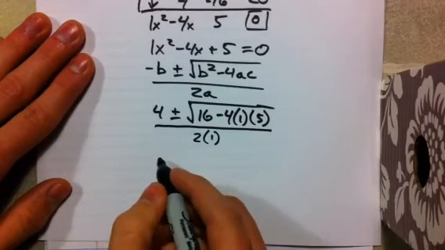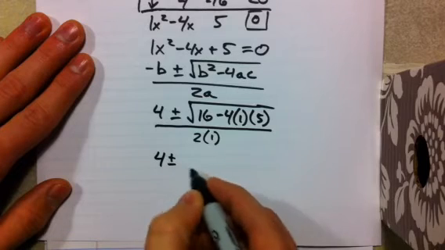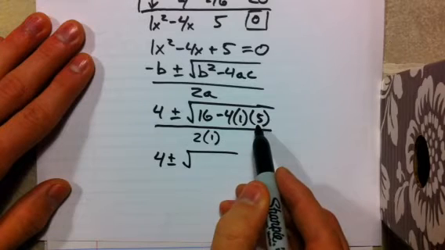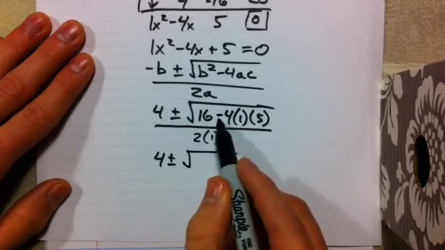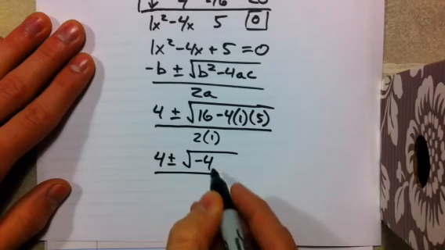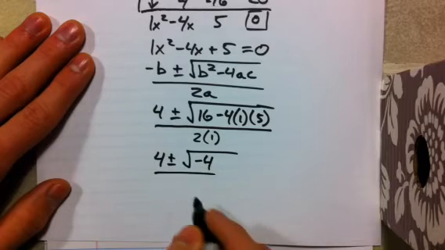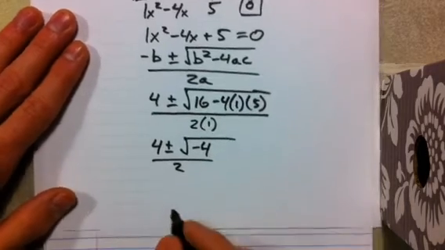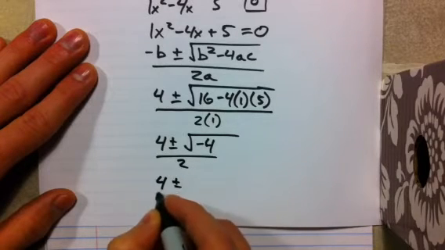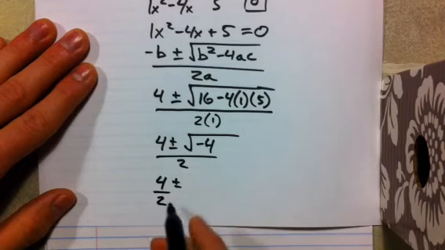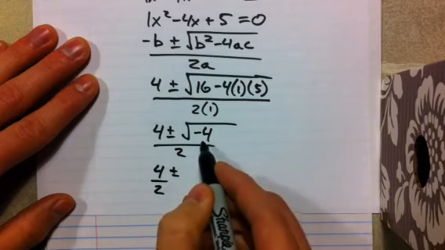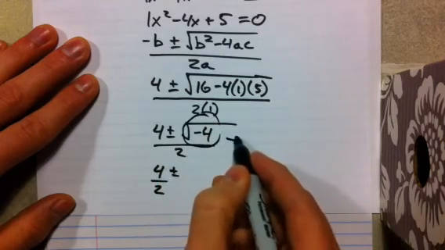So we get 4 plus or minus the square root of negative 4 times 5, which is going to end up being negative 20. And so you get 16 minus 20, which gives you negative 4. So right off the bat we know we're going to get imaginary numbers, divided by 2, because we're taking the square root of a negative. So 4, and I'm going to make this 2 go underneath both of these. 4 over the 2 plus or minus the square root of negative 4 off to the side here.